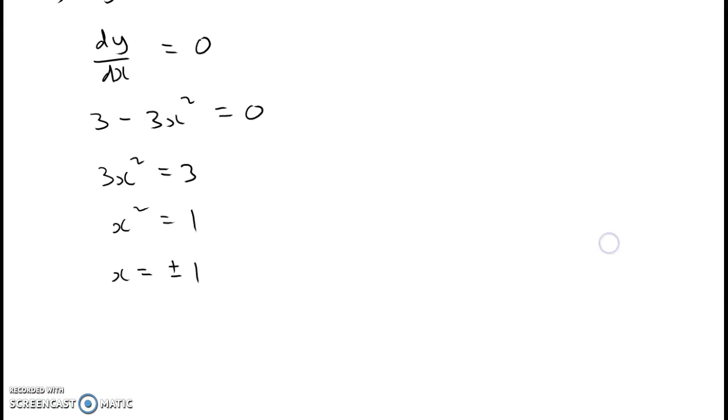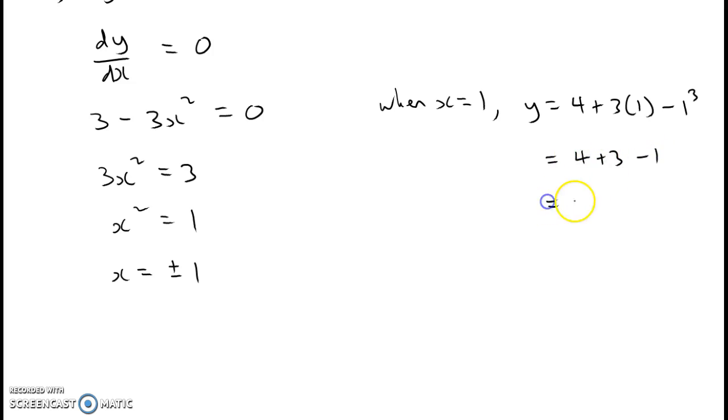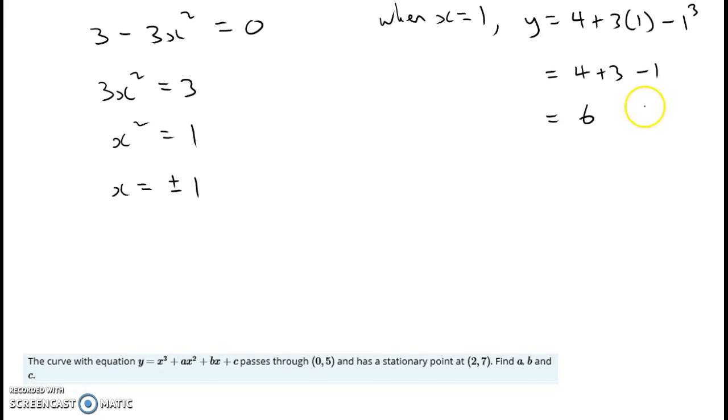If I come over here, because we need to find our y coordinate, when x equals 1, we sub that back into our original, we'll get y equals 4 plus 3 times 1 minus 1 cubed, which will be 4 plus 3 minus 1, which equals 6. So we've got a coordinate at (1, 6).